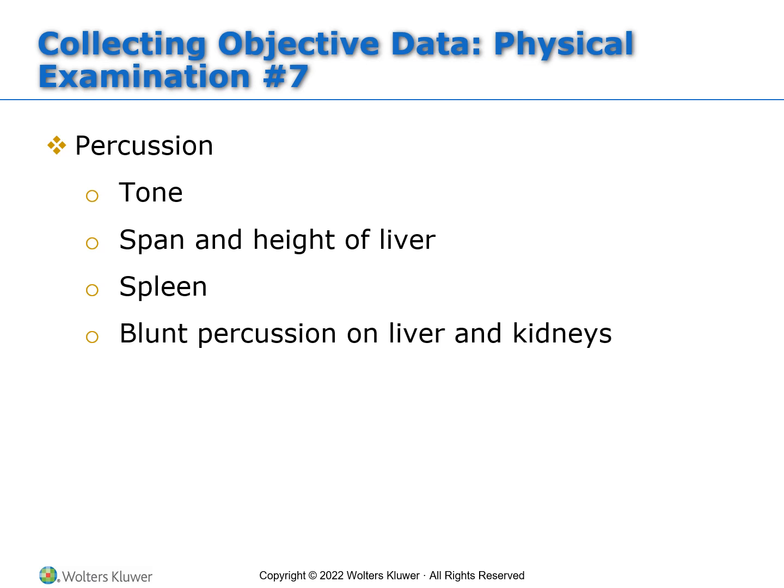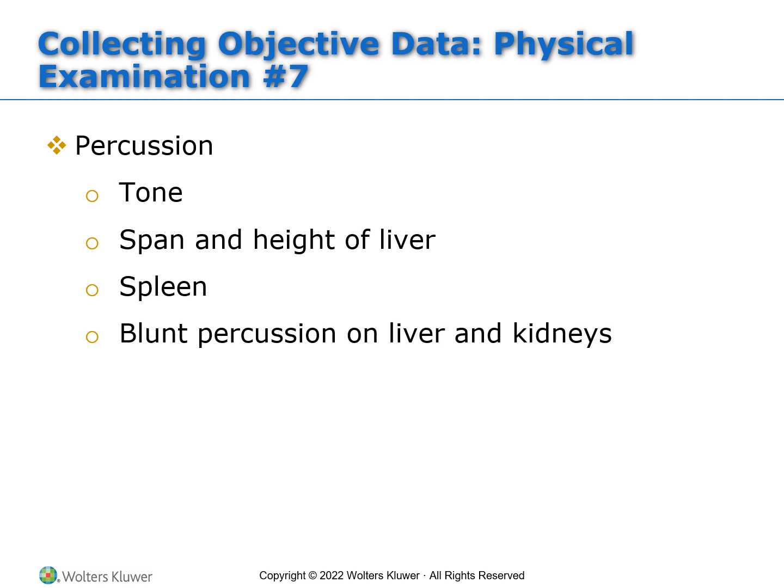Make sure you look at the span and the height of the liver. The lower border of the liver dullness is located at the costal margin, about 1 to 2 centimeters below. If you can't find the lower border of the liver, it may be difficult to estimate if the client has too much gas.